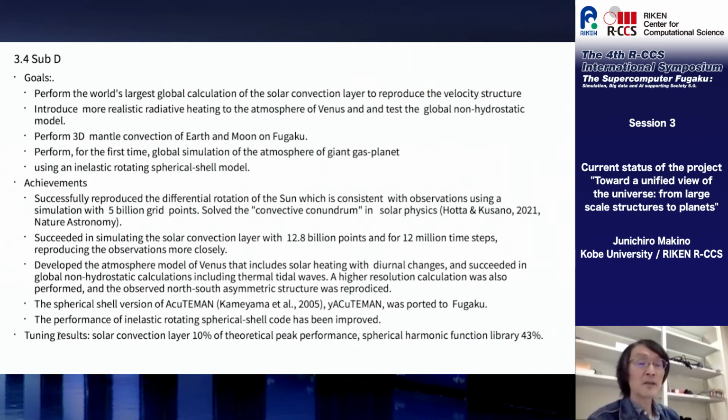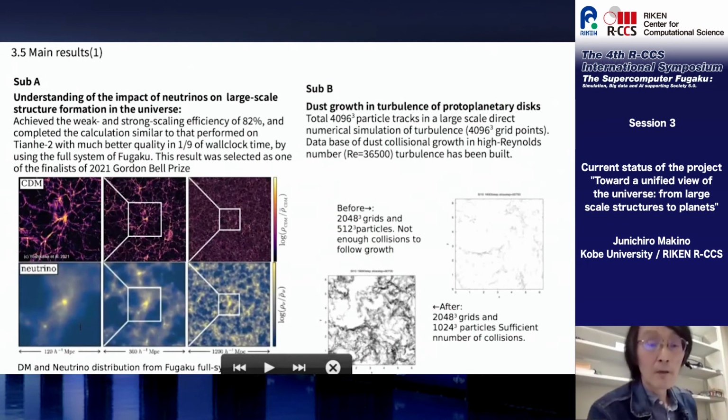One important thing is the performance. For the solar convection code, the efficiency is around 10%, and for the spherical harmonics code, which is used for the Gaussian shell model, the achieved efficiency is around 40% on Fugaku.